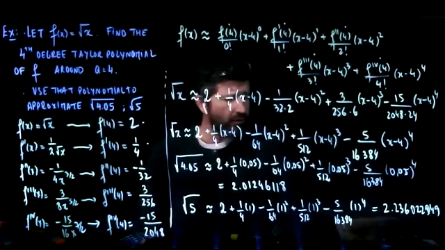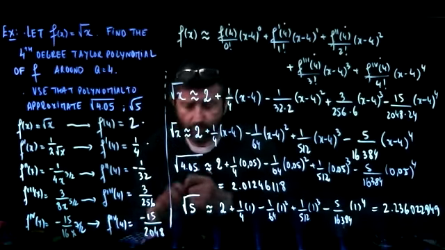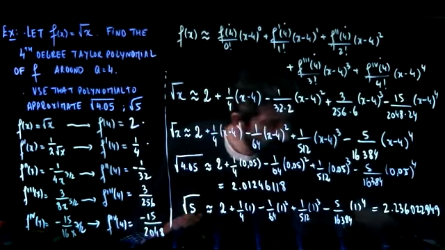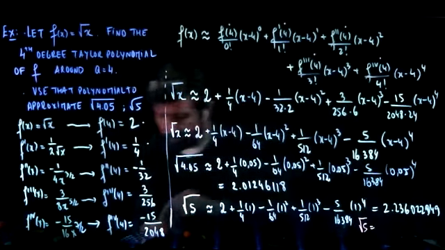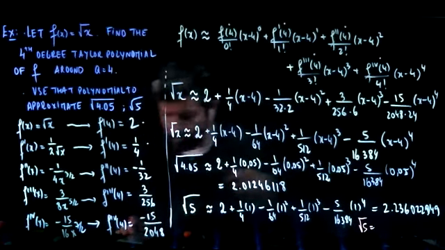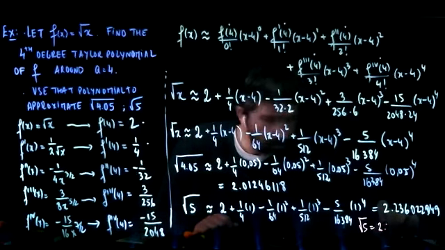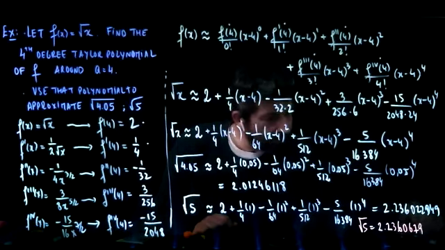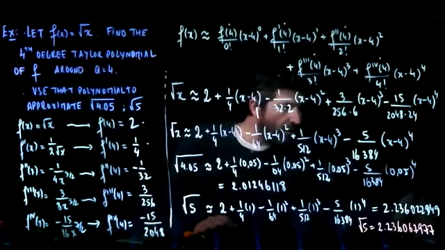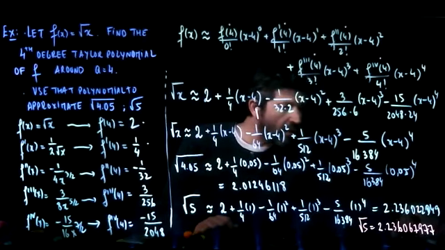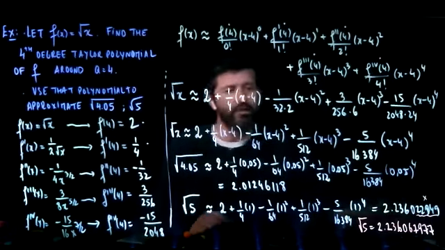Okay, so here's an approximation for the square root of 5. I get 2.2360. So what's the real value of the square root of 5? Let's find the real value to compare. Oh, not bad. 2.236067977. Okay, so I'm good for the first 4 digits.